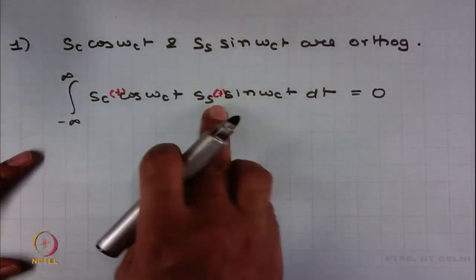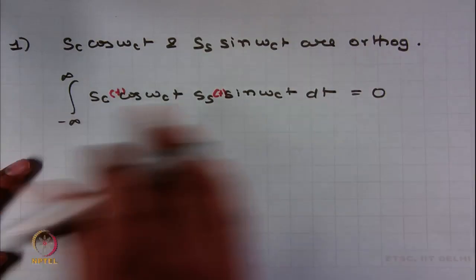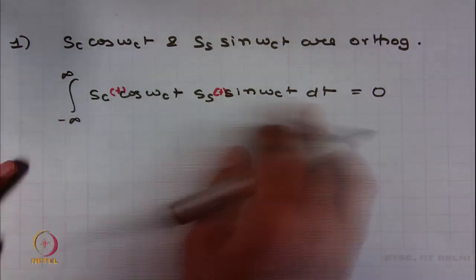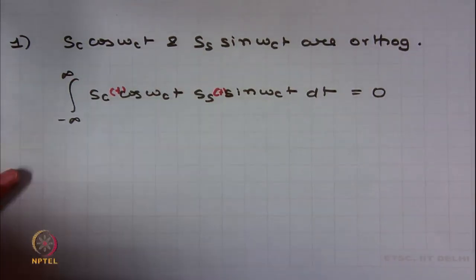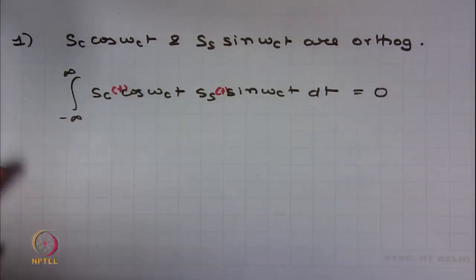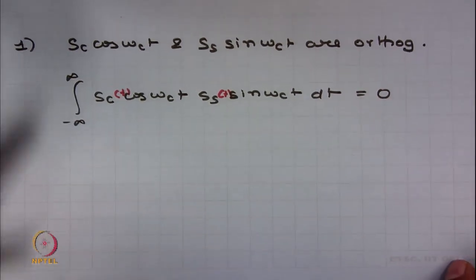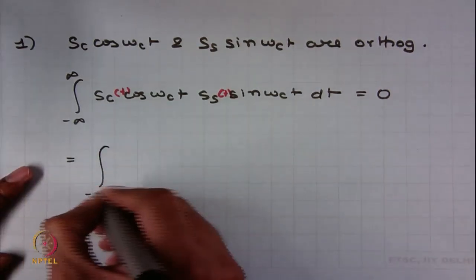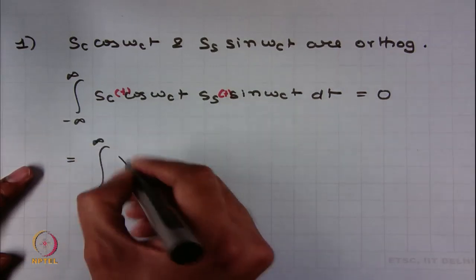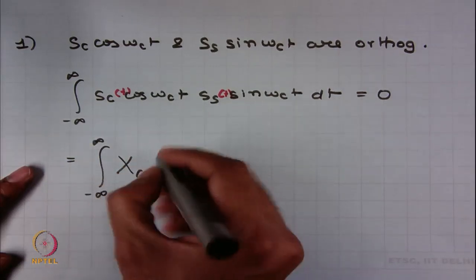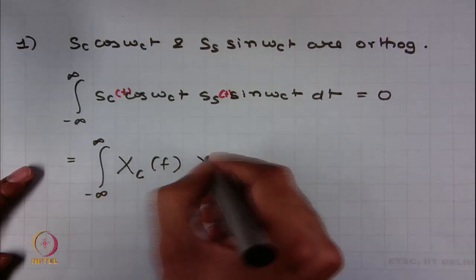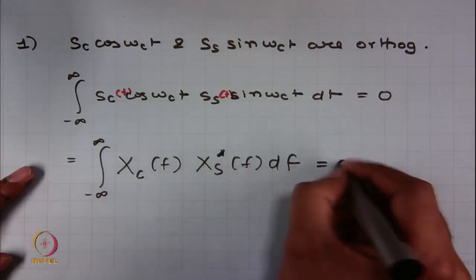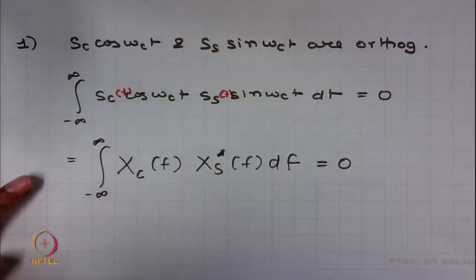SC(t) cos(omega_c t) and SS(t) sin(omega_c t), everything is real, right. That is why in this inner product there is no conjugate or anything, everything we have assumed to be real. Now, if you want to prove this to be 0, a more instructive way to do this is by proving this is 0.